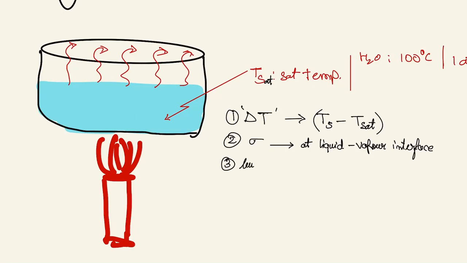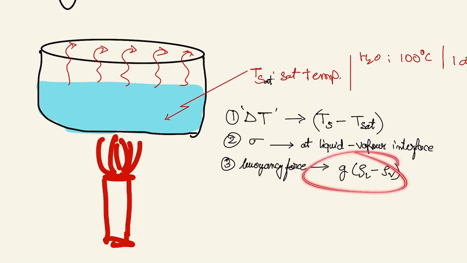So buoyancy force is the third parameter, and this buoyancy force is basically m into g times (rho l minus rho v). So I'll just write g into (rho l minus rho v), because that is the constant parameter; mass will change according to the bubble size. So this factor is the one based on the system, and m is the mass of the vapor in that particular bubble that has been formed.